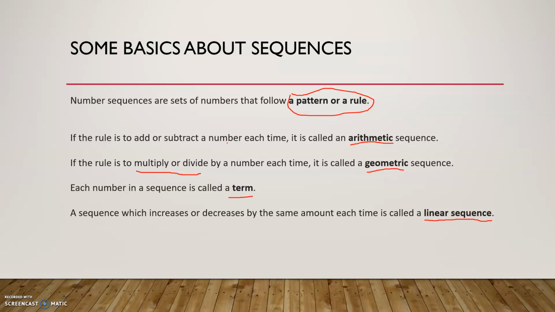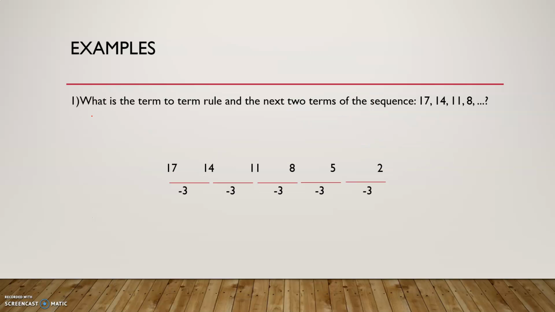If we move on to examples, example number 1 says: what is the term to term rule and the next two terms of the sequence. So here we go, the sequence 17, 14, 11, 8. We'll have to look for the rule following these terms and what the next two terms are.